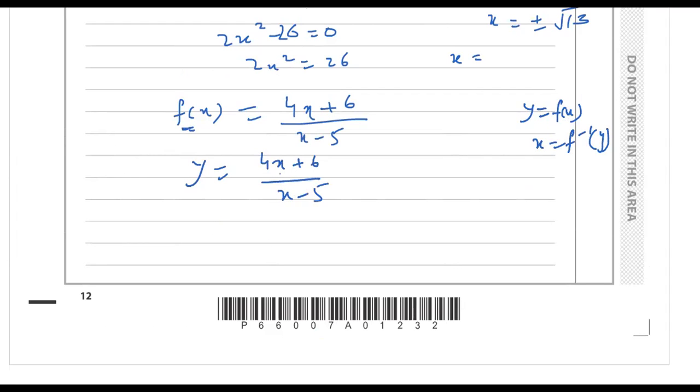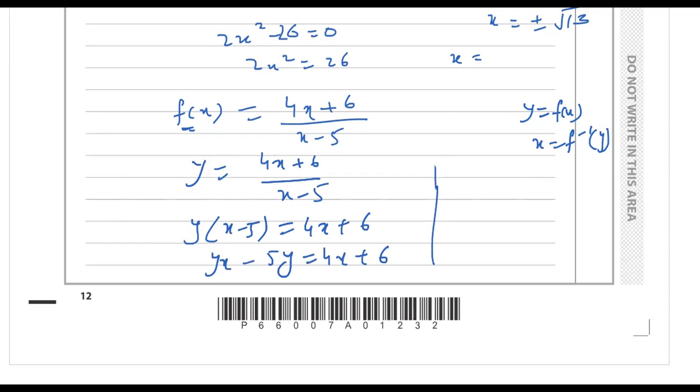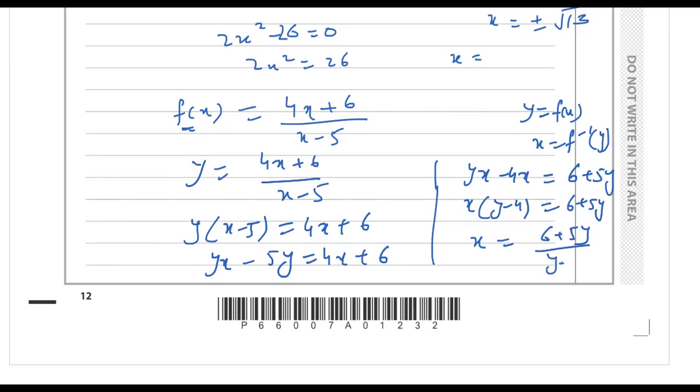What will we get in this case? You have to make x the subject. So to make x the subject, shift it to the other side: y into x minus 5 will be equal to 4x plus 6. It will become yx minus 5y equal to 4x plus 6. Take 4x to the other side and this one to that side. So yx minus 4x equals 6 plus 5y. Take x common: x times y minus 4 equal to 6 plus 5y. Finally, x will be 6 plus 5y over y minus 4.